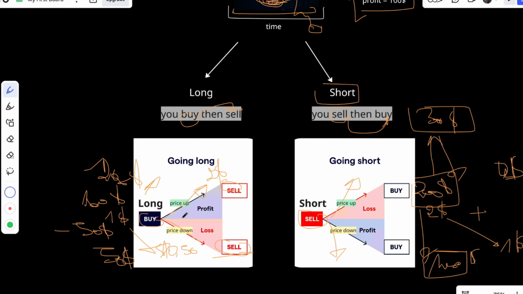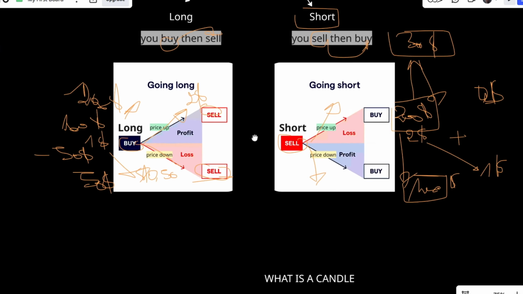So short is just the opposite of long. On long, if price goes up you profit and if price goes down you lose. On short, if price goes up you lose, and if price goes down you are profiting.